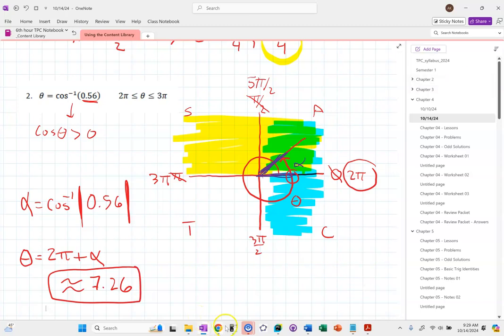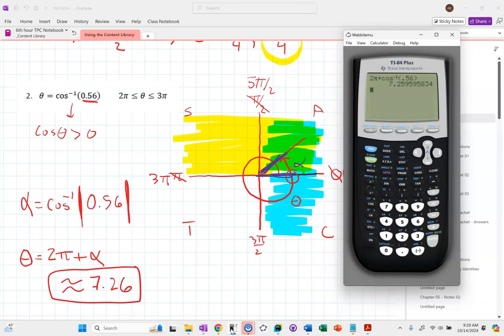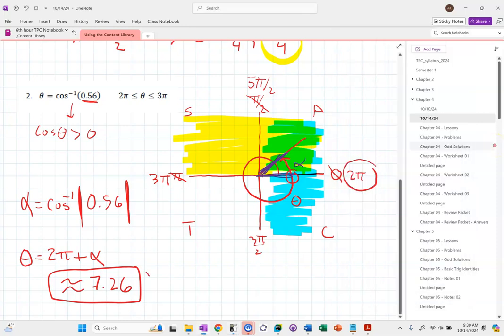And I should check that because every one of these answers is checkable, and the check is pretty easy. So I want to make sure that if I do cosine of my answer, I get 0.56, which I do. Fantastic. And I need to make sure that 7.26 is bigger than 2 pi. Well, what is 2 pi? Well, 7.26 is bigger than that. And it's got to be less than 3 pi. So what is 3 pi? Okay, it is less than that. I am 100% convinced I have the correct answer, as it satisfies my equation at the beginning, and it falls within the desired interval. Does that feel okay?